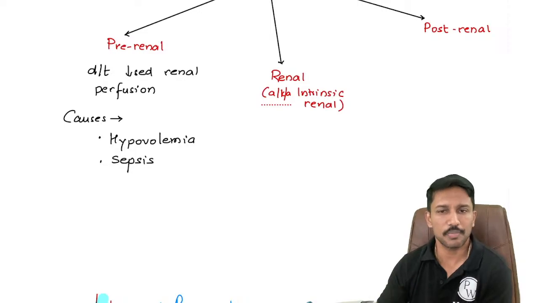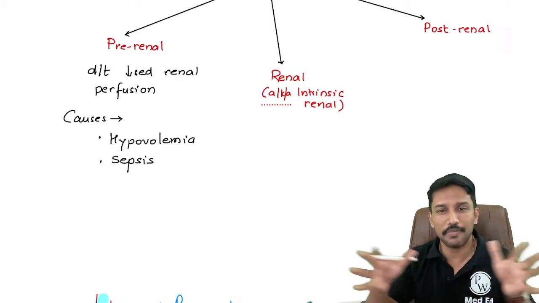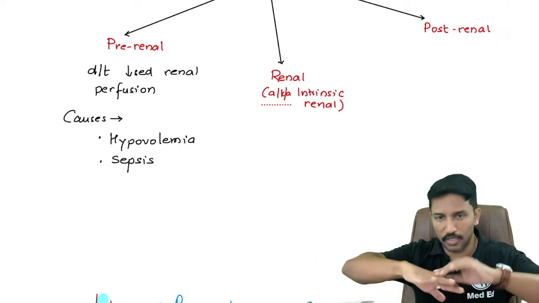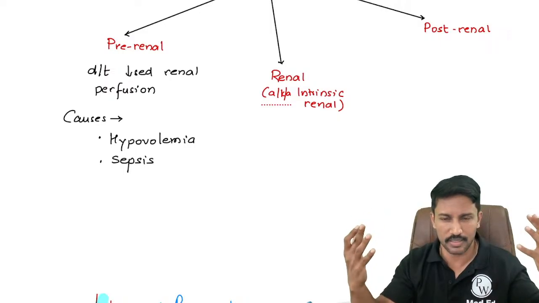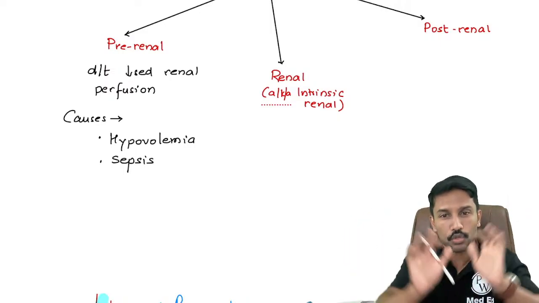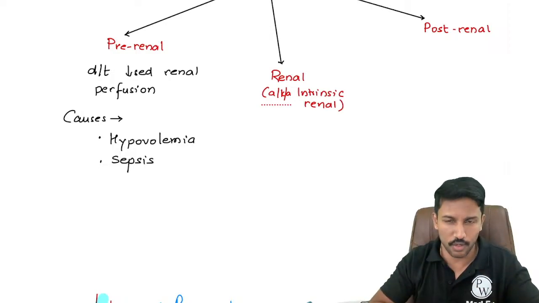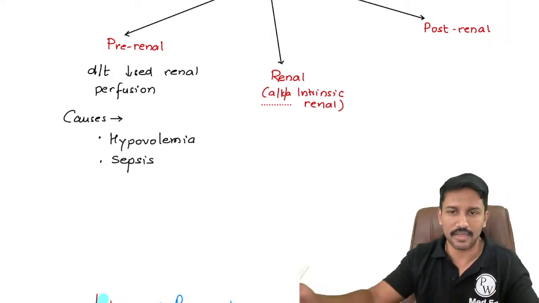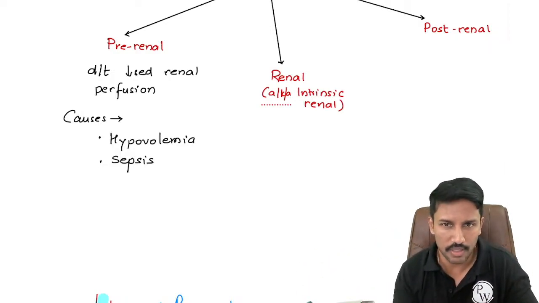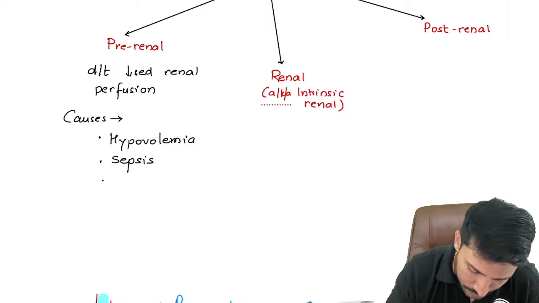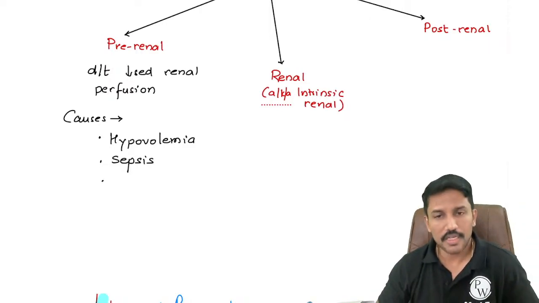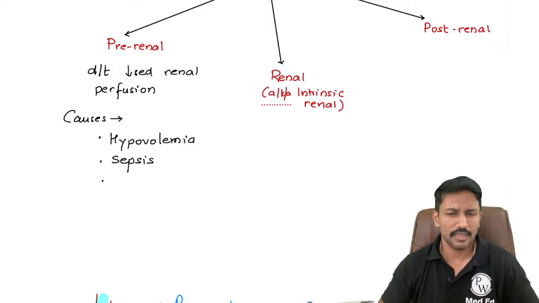Why does sepsis cause pre-renal AKI? Sepsis causes peripheral vasodilatation. So peripheral blood vessels in your hands, feet, everywhere in the skin, get dilated. More blood goes to those dilated blood vessels, and less blood goes to major vital organs. So the blood flow to the heart, brain, and kidney gets reduced. That can cause pre-renal AKI, right? Then, what other conditions can you mention as a cause for pre-renal AKI?